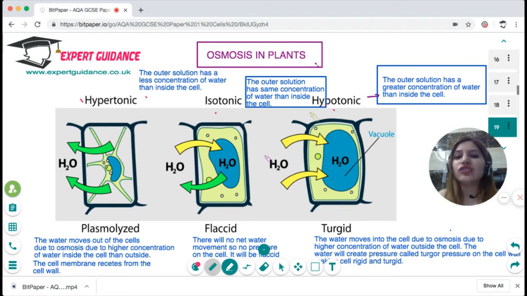And isotonic is a solution which has the same concentration of water in and out. So if we place a plant cell in a hypertonic solution, what happens? The outer solution has less water, so the water from the cell will move out of the plant cell by osmosis. So the plant cell will shrink and it will recede or move away from the cell wall, and this is known as plasmolysis. So when a cell is placed in a hypertonic solution, it shrinks, and this condition in a plant cell is plasmolysis.